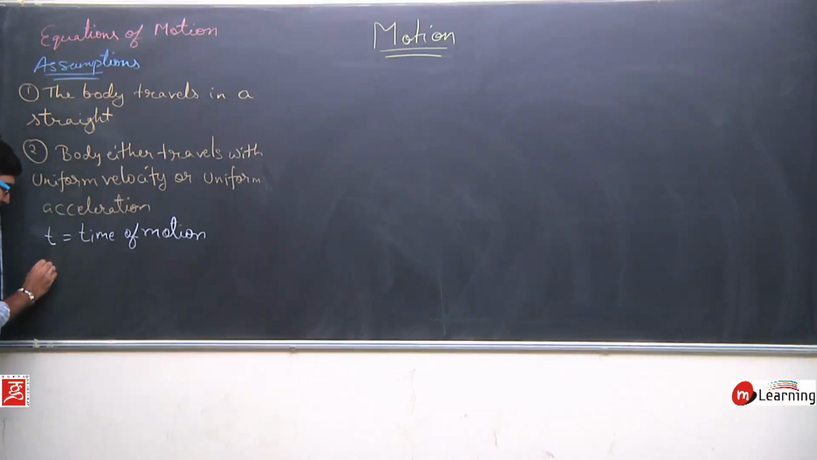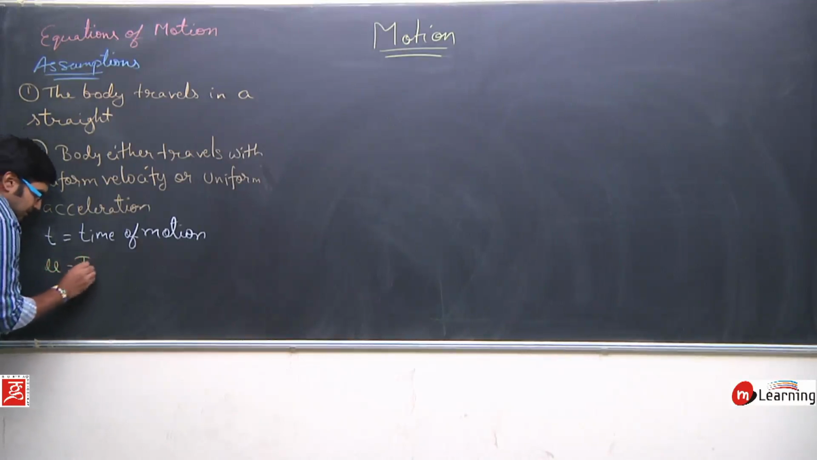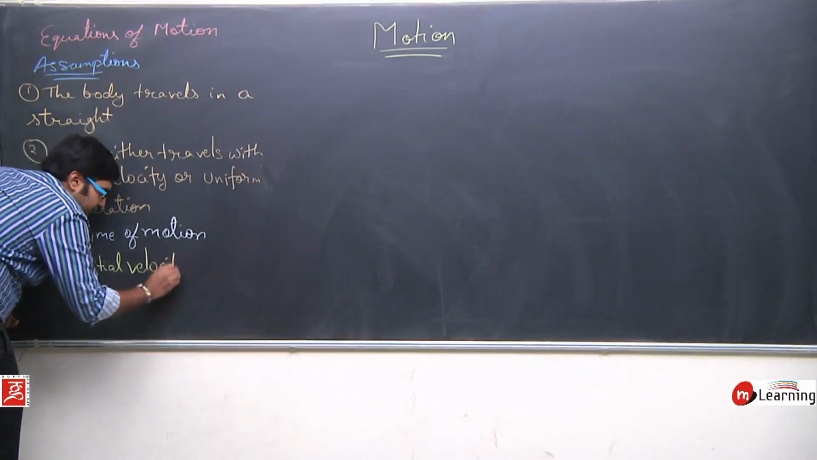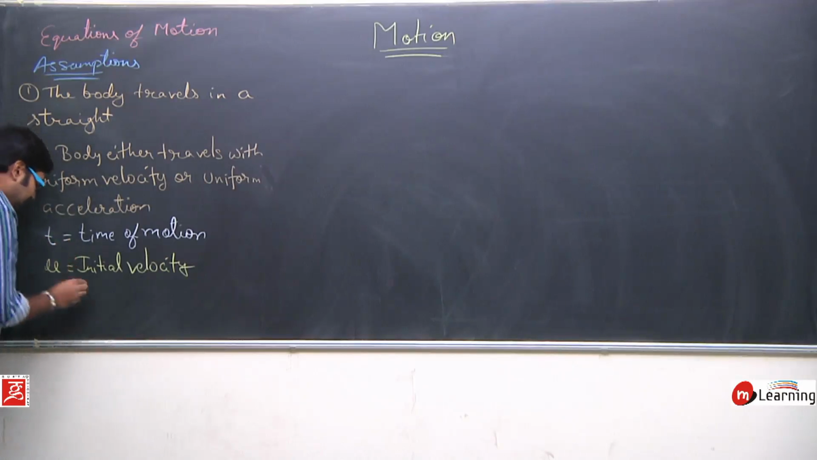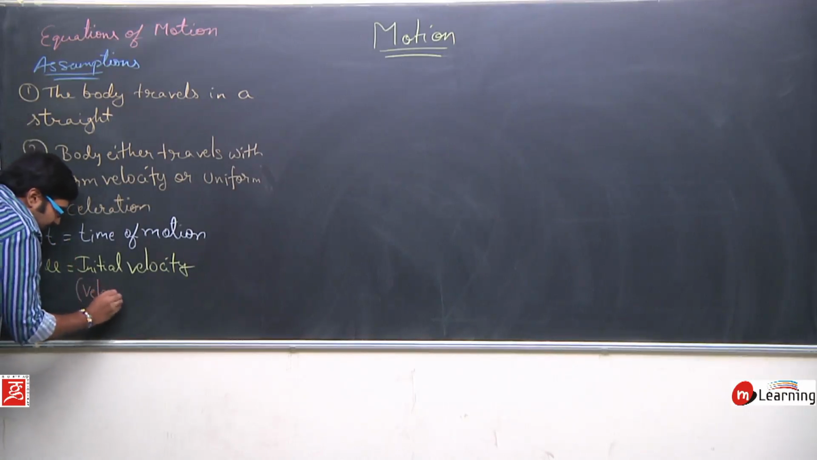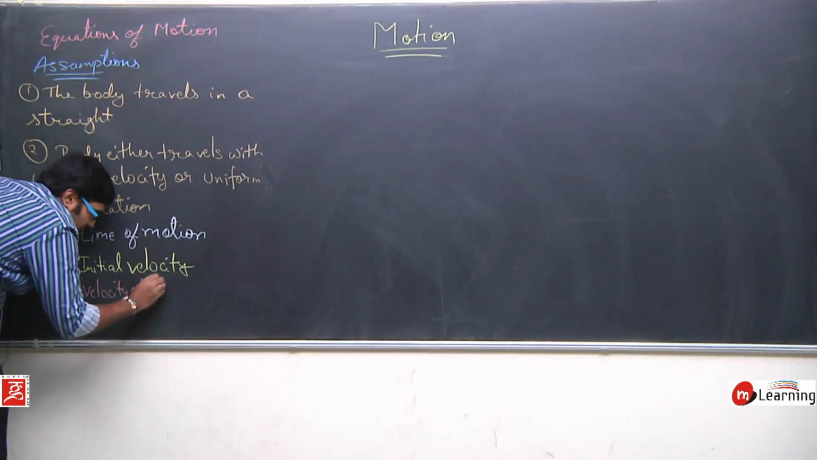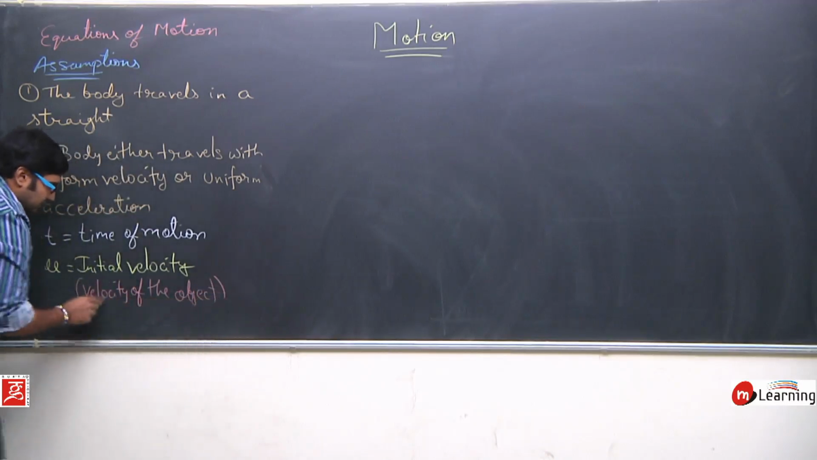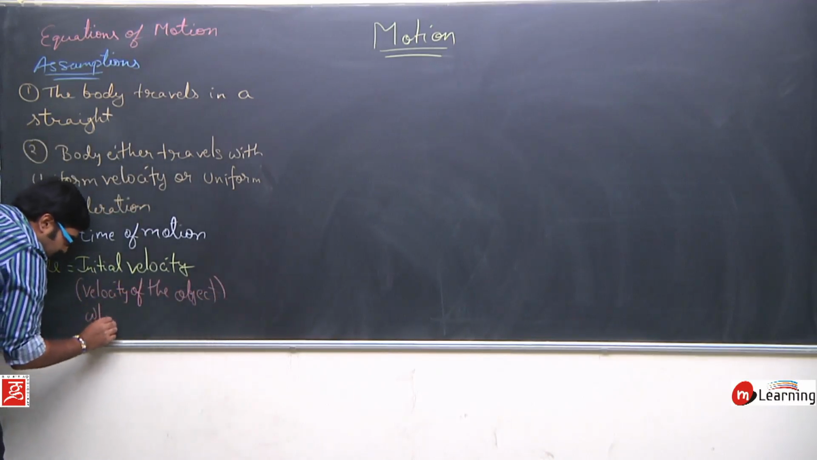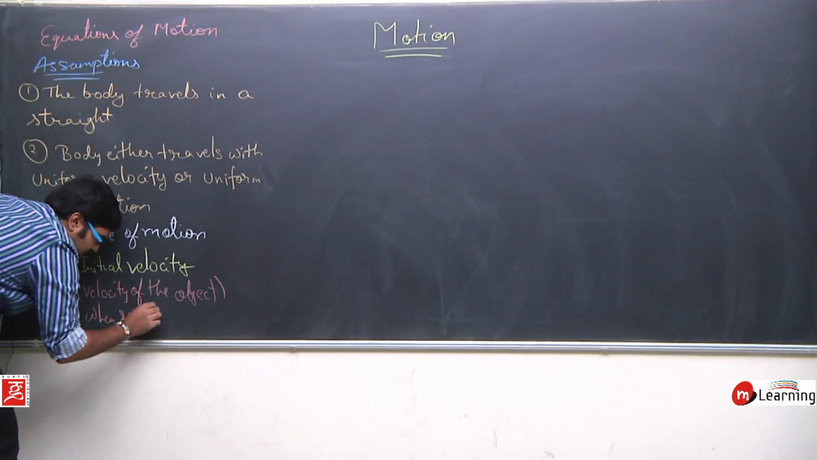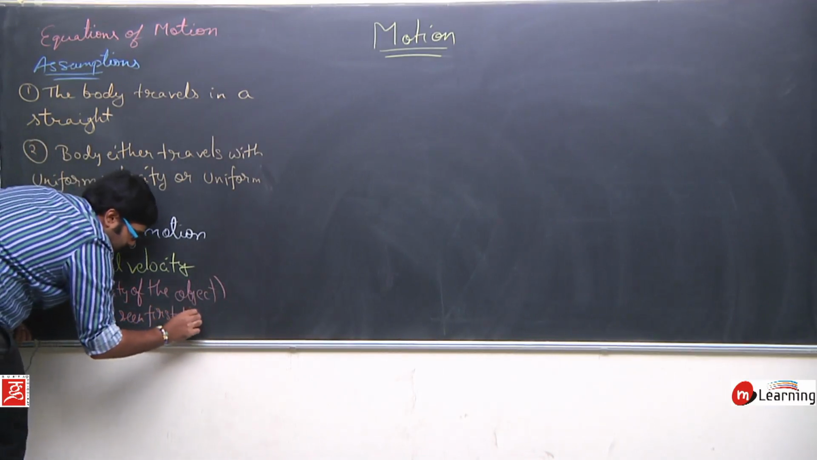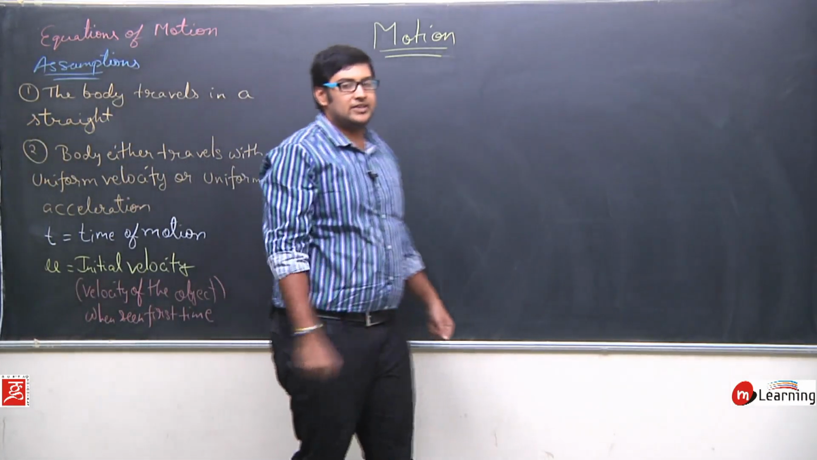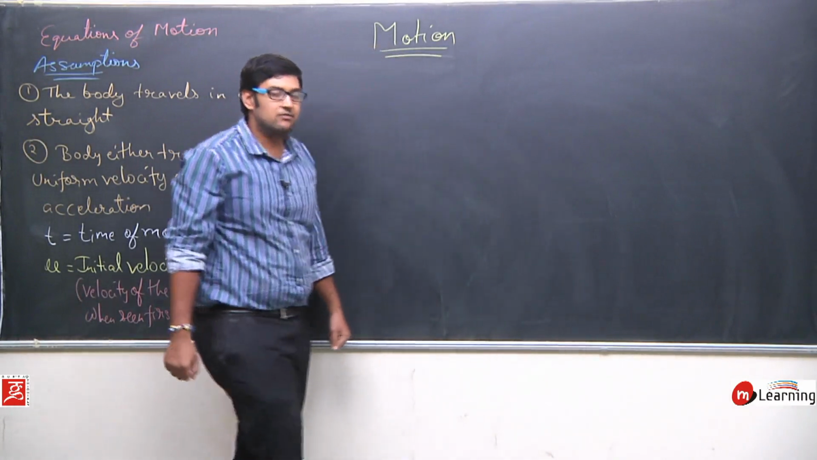The next quantity that is denoted by u represents the initial velocity. So what do we call initial velocity? The velocity of the object when seen the first time. When we see an object for the first time, whatever the velocity with which it is traveling, we call this the initial velocity.